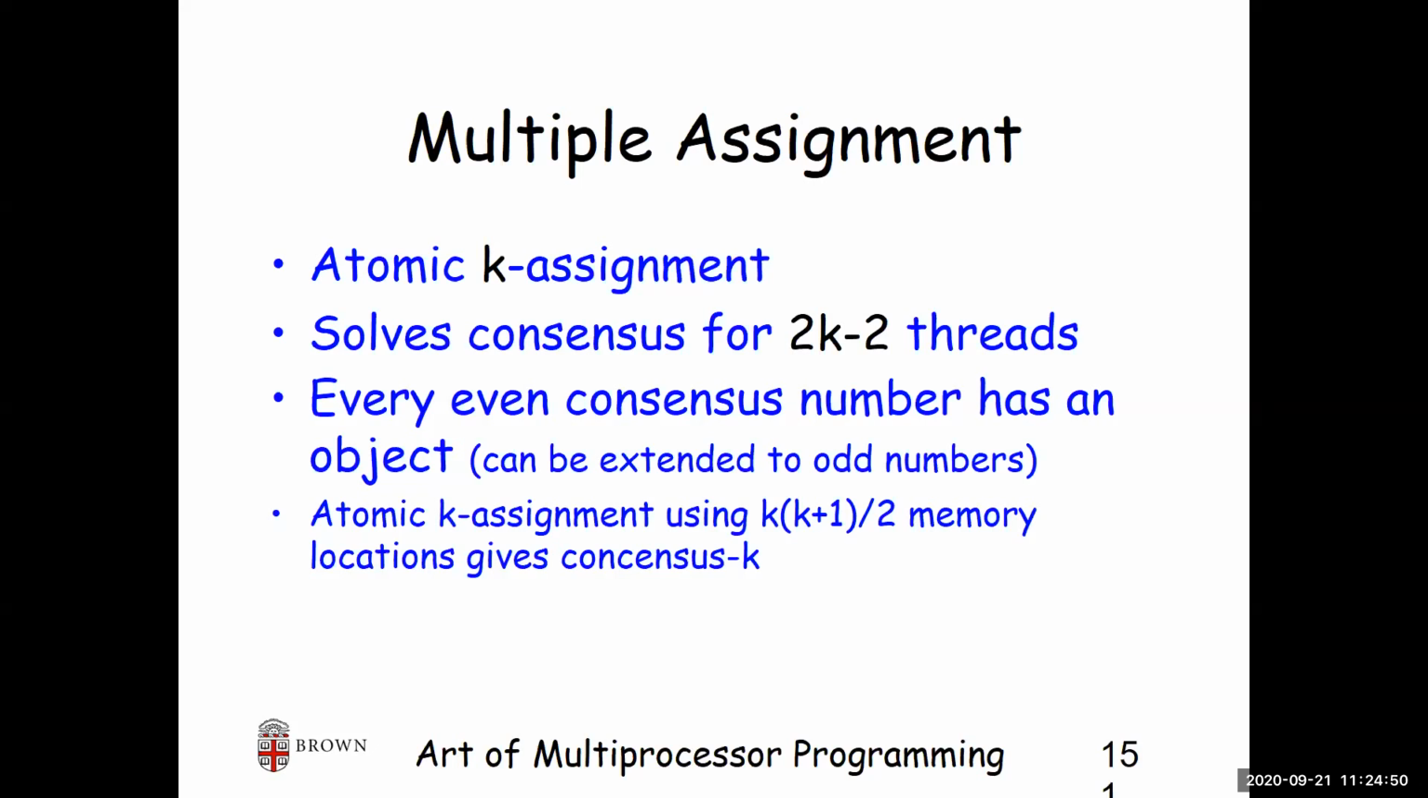All right, and what they're saying is if I have k equals 4, right, then I can have 6-thread consensus. And every consensus number has an object. And this can be extended to odd numbers. So using this multiple assignment, you can make 3 consensus and 4 consensus and 5 consensus objects. Does that make sense? It's nice to have something like this in here because you look at this counting that goes 1 to infinity and you'd just like to be able to see something in between. And this is something that, if you had it, would go in between.